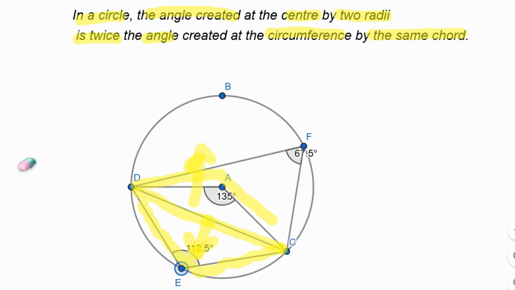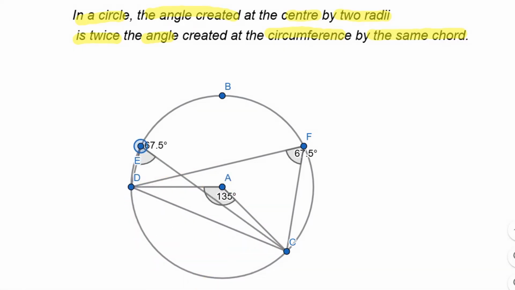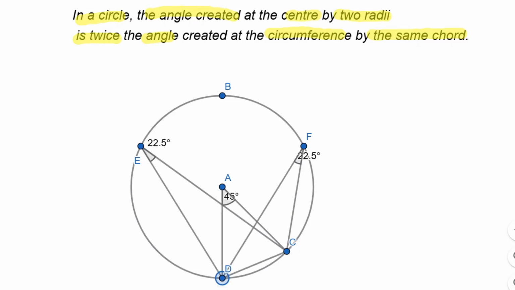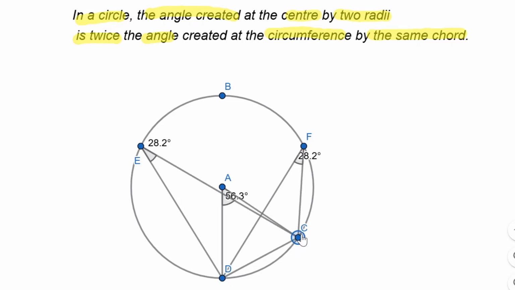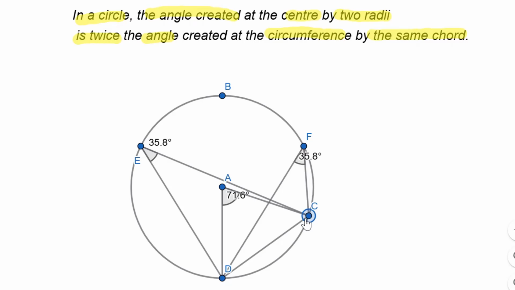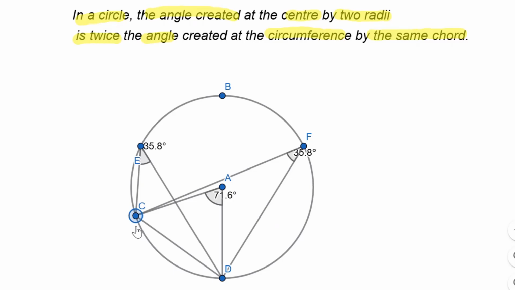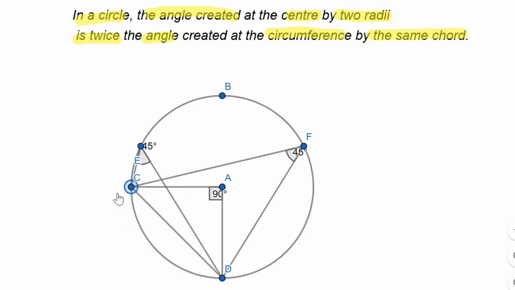All right, so let's move it. Once it faces the same direction, realize that now it's the same measure. 67.5. This is also 67.5. Once I change the center, it will also change automatically. So 45 changes to 22.5, so anytime the one at the center changes, it affects the angles at the circumference. You see that? It's always like that.